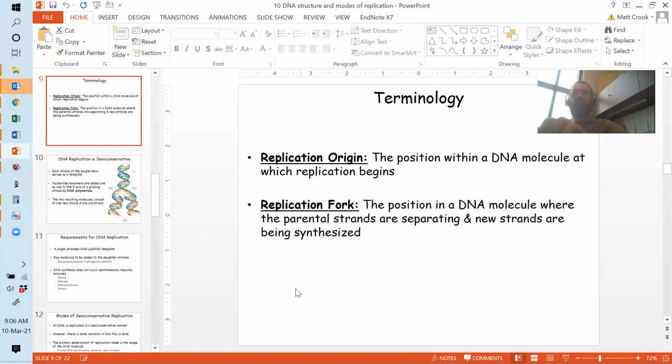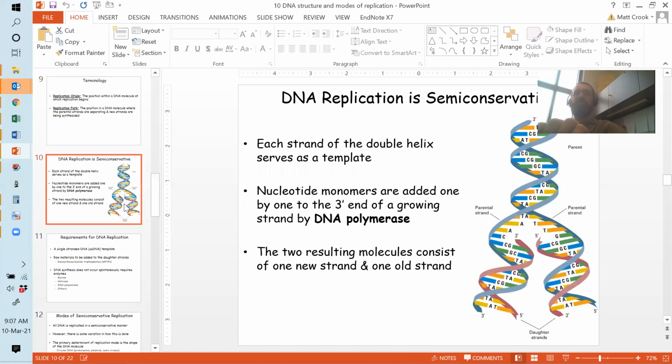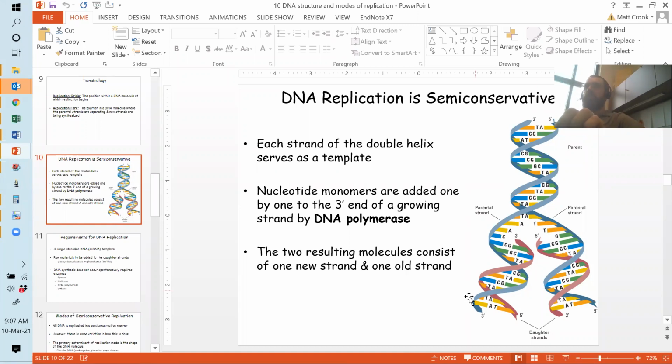Okay, the other really key point to get is also that DNA replication is semi-conservative. What this really means is that you don't generate a new copy of DNA that has only new DNA in it or only old DNA. And the reason for that is each strand serves as a template for the synthesis of a new strand.